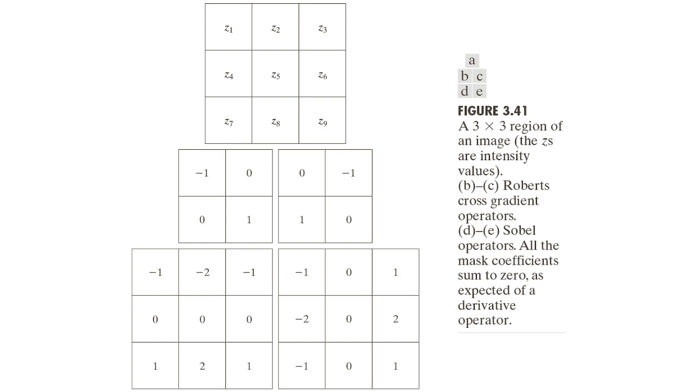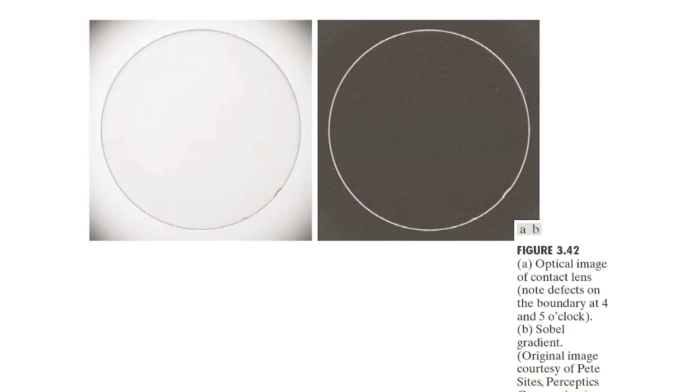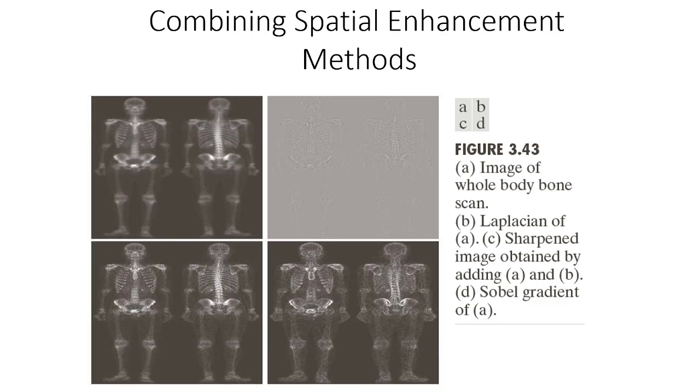And what are the different masks available? This A represents the 3 cross 3 image. Now B and C represent the Roberts cross gradient operators, and the last two figures below, D and E, are called Sobel operators. Here, if you add all the mask coefficients, you get 0, so it represents a derivative operator. By using the Sobel operator, this is how the image looks, that is the example for this, and this is for Laplacian. The second represents the Laplacian.